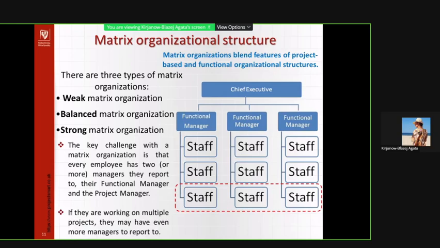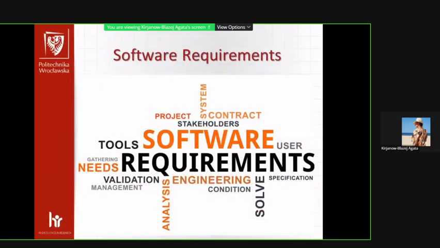Okay, so that will be enough for today about organization, because I have so much information about requirements. I will tell you more about requirements at the next lecture.